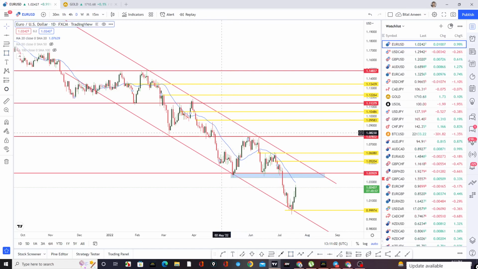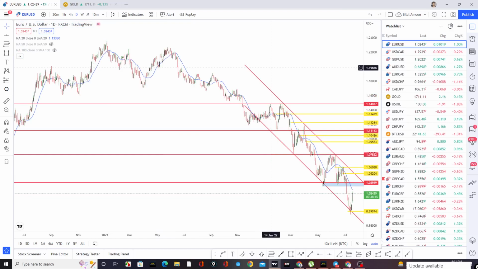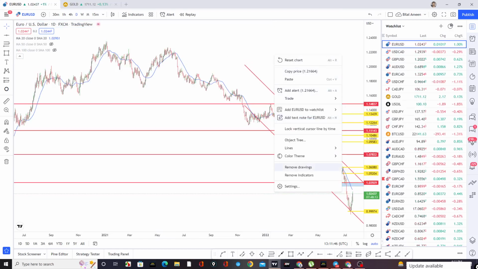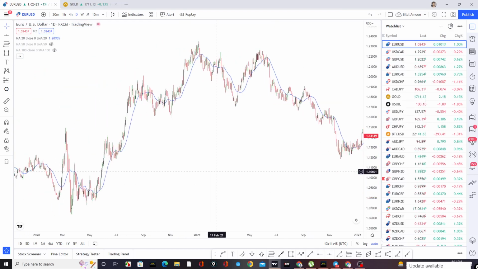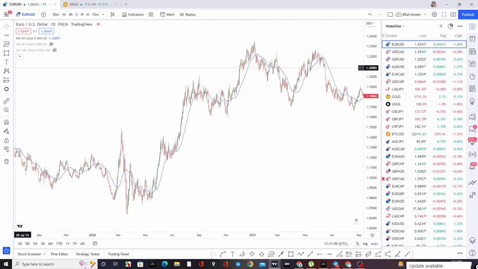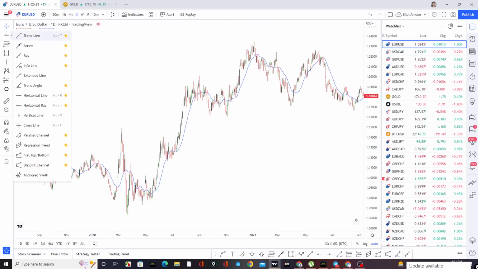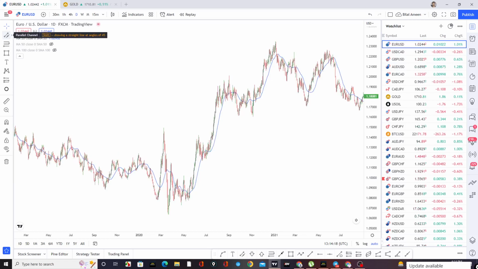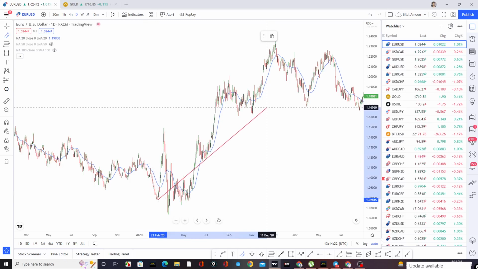I hope you guys are understanding. Now we will learn it on a bullish trend. First of all, we will remove all our drawings and find some bullish trend. So this is our bullish trend. So now we will draw our trend. First, this is a bullish trend. The market gives higher highs and higher lows.